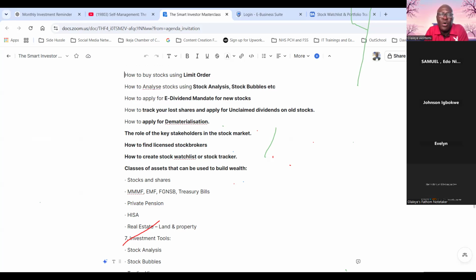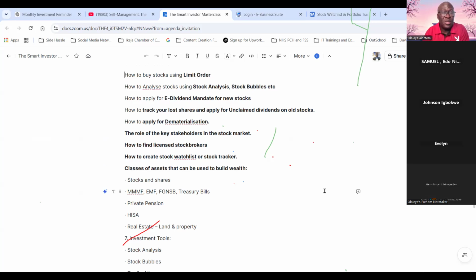I bought more units of MTN recently. I didn't fill the form because I filled it many months ago when I first bought MTN. But all the units of MTN that I've bought after that, I didn't fill it. I didn't fill the e-dividend mandate. I only fill it when I buy a new one. So let me see if I can find the link for the e-dividend mandate website.